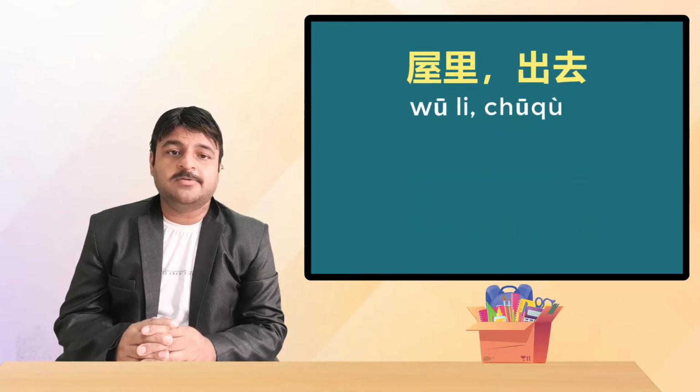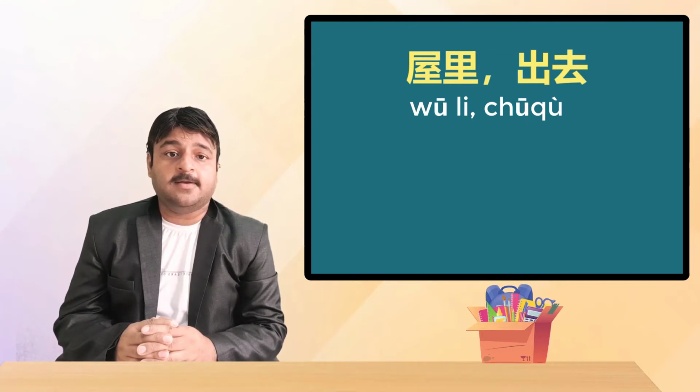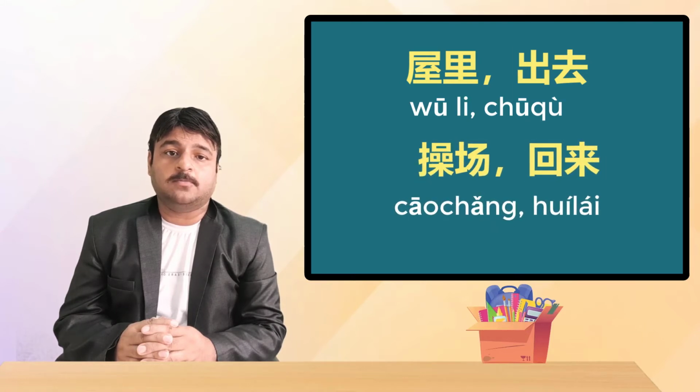Wu li chu qu. Wu li is inside the room. Chu is to start off. Qu, to go or went. From inside the room, Ding Wen went out running. Now the speaker is sitting inside the room where Ding Wen was earlier, and he went running outside away from the speaker. Moving on to the last set of two words, cao chang, playground.